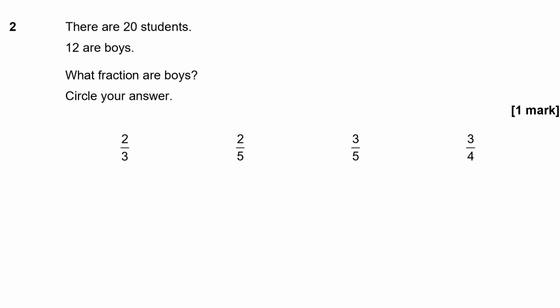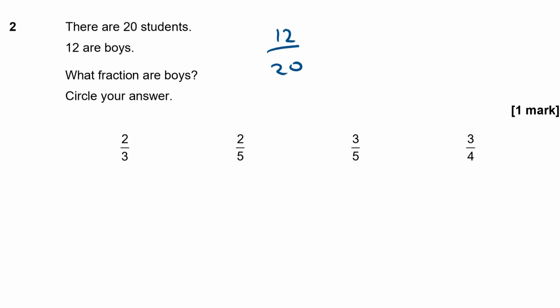Question 2. There are 20 students, 12 are boys. What fraction are boys? Circle your answer. Okay, so there are 20 students and 12 are boys. So 12/20 are boys. Now you'll notice that none of my fractions have got 20 as a denominator as our choices, but 12/20 does cancel down, doesn't it?